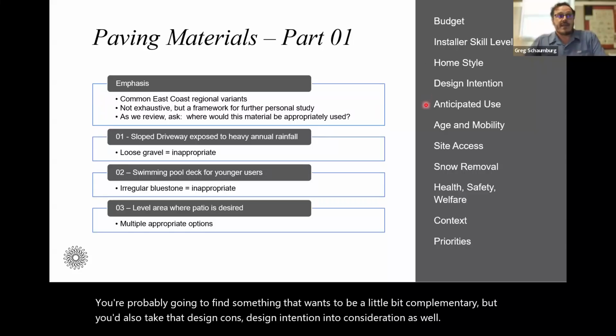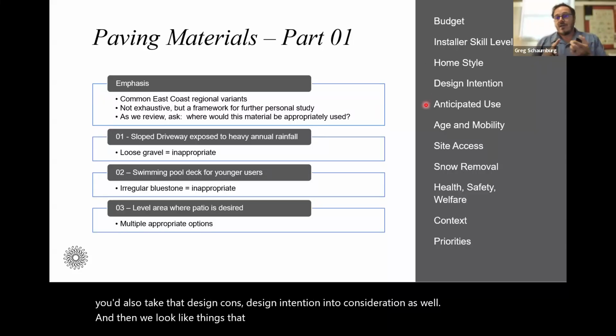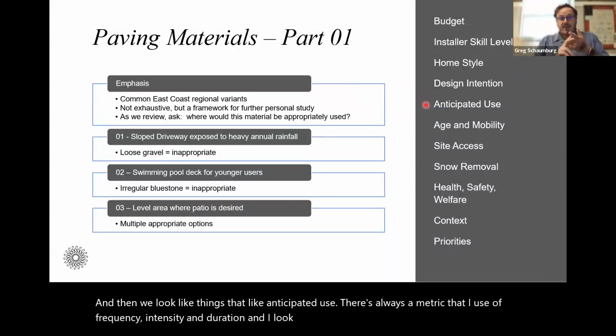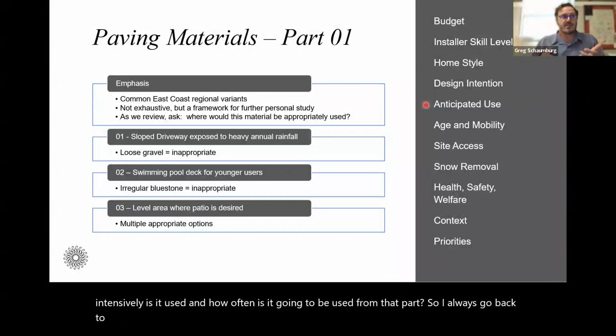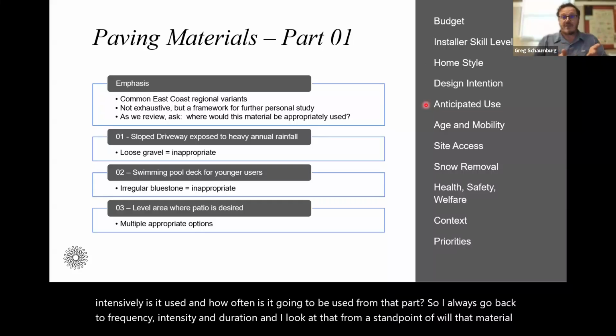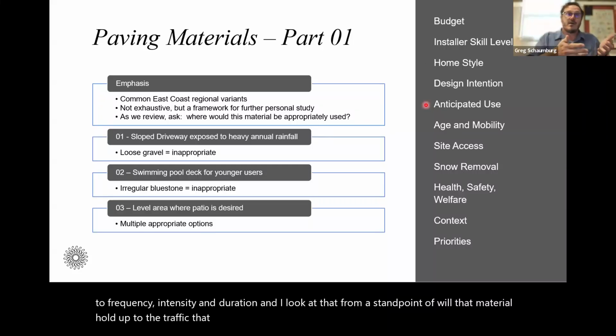And then we look at things like anticipated use. There's always a metric that I use of frequency, intensity, and duration. And I look at it and say, is it used very frequently? How intensively is it used? And how often is it going to be used from that part? So I always go back to frequency, intensity, and duration. And I look at that from a standpoint of, will that material hold up to the traffic that I expect it to be under utilization for?